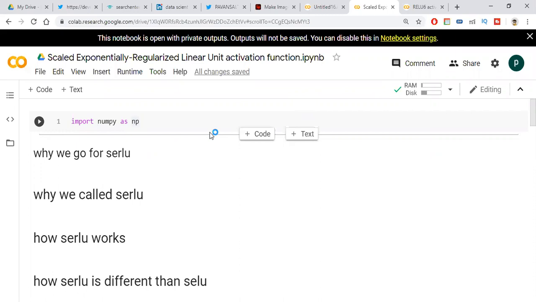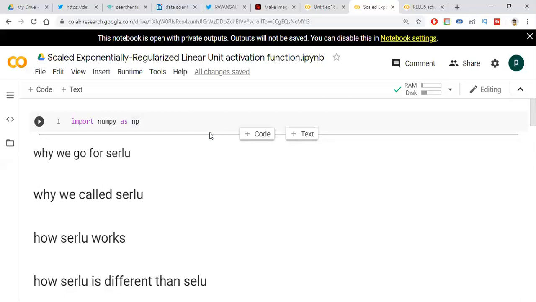Why do we go for SELU? Because the ReLU activation function is a monotonic function. How can we say it is a monotonic function? Because it gives constant output for large negative values. Normally monotonic means a function which is not increasing or not decreasing. To avoid this problem, SELU came, the Scaled Exponential Linear Unit activation function.